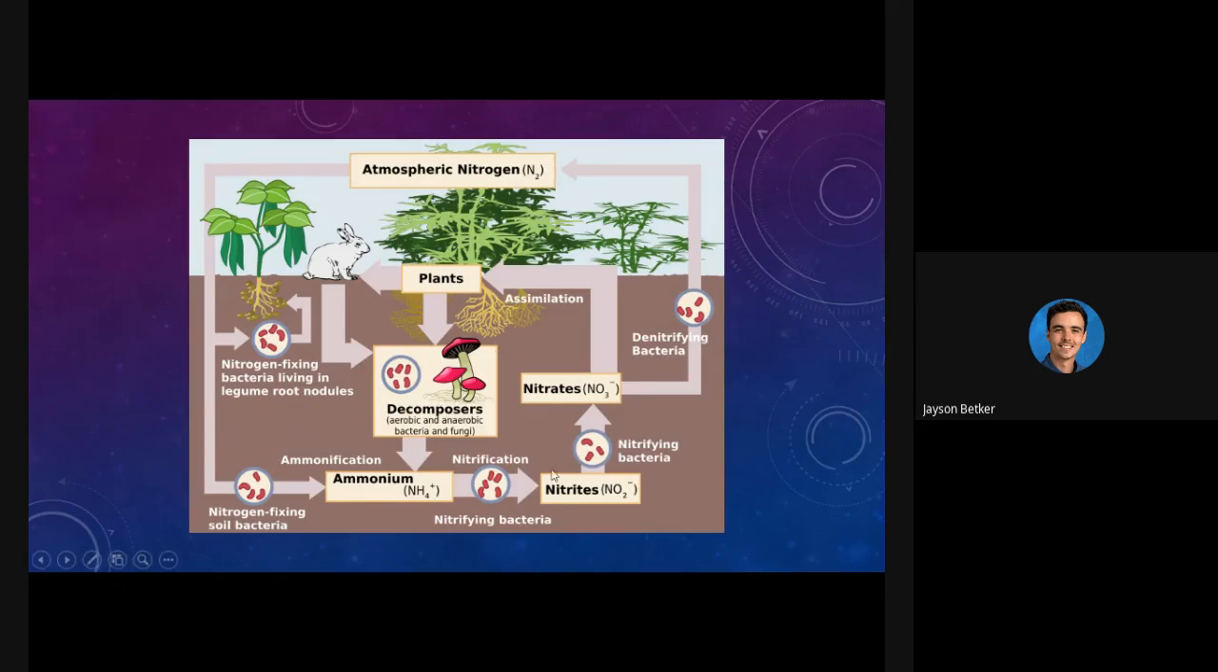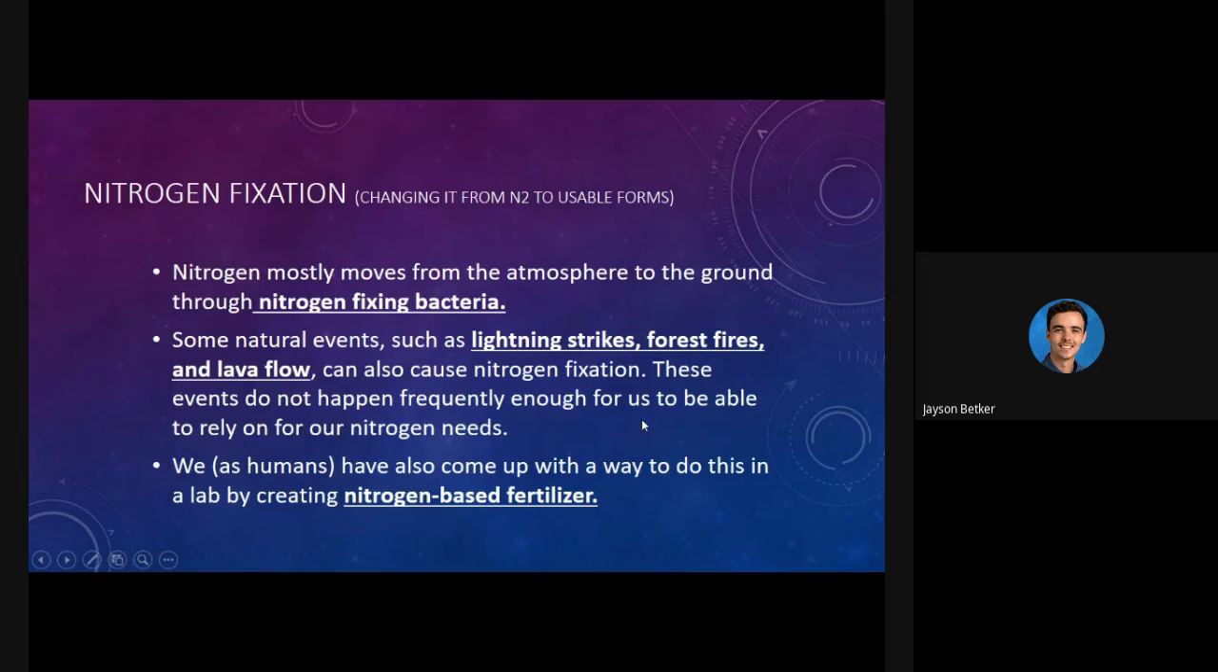So we're really focused on this one part right here. This is called nitrogen fixation, changing nitrogen from N2 to forms that are usable for us. So nitrogen mostly moves from the atmosphere to the ground through nitrogen fixing bacteria. Some natural events can actually do that as well.